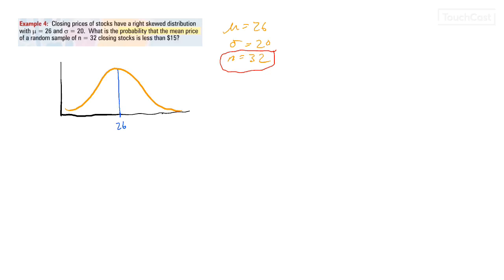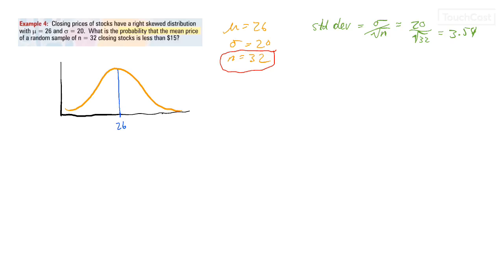If you recall, the standard deviation will be the population standard deviation divided by the square root of the sample size that we're working with. In this case, we're talking about 20 over the square root of 32. If you do the math on that, you should get 3.54. So now we have the standard deviation of the mean price of the random sample.